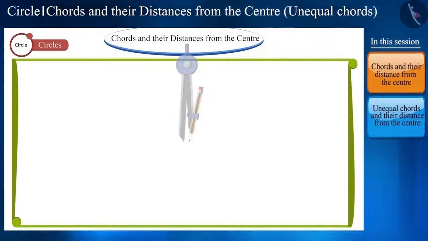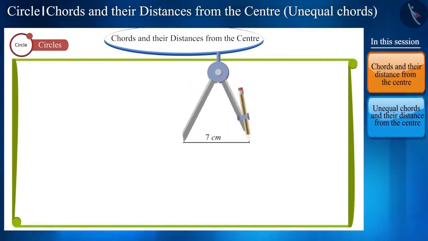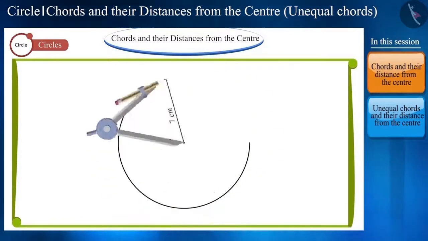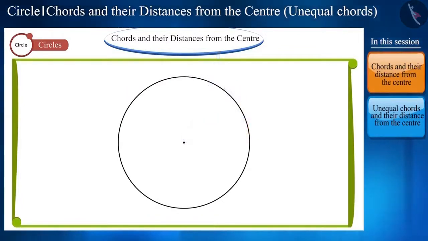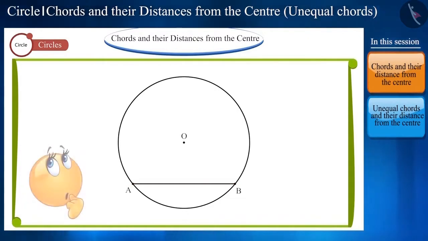Friends, let's draw a circle with radius 7 cm whose center is O. If we take 2 points A and B on it, then the line segment AB will be called one of its chords. Can you tell how far the chord AB is situated from the center O?